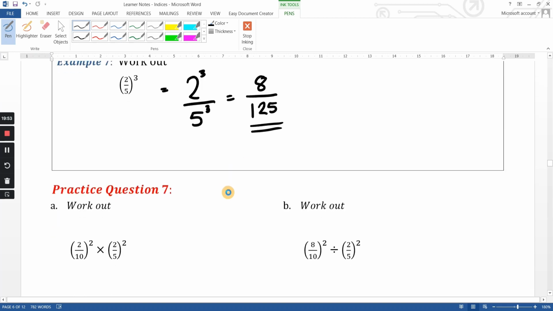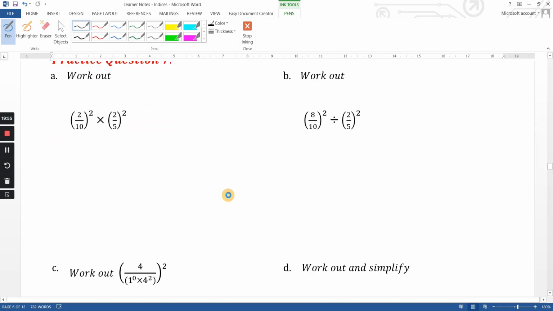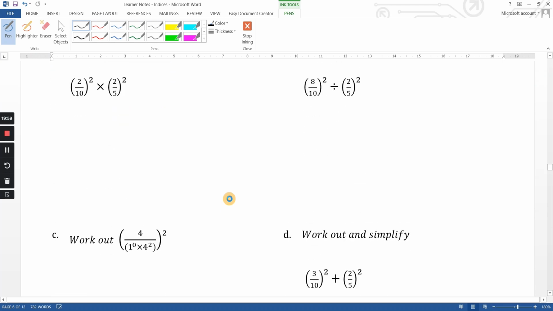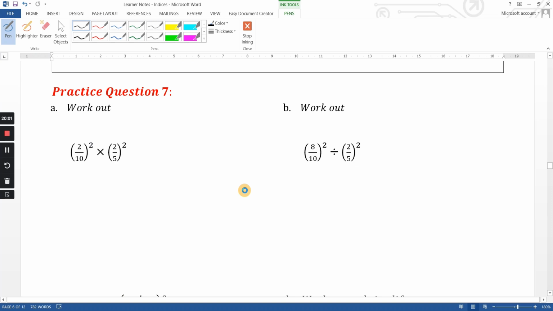Okay, let's practice a few of these. So it's a mixture of this rule and various other things. Let's just do them step by step. Work out 2/10 squared times 2 over 5 squared. So I'm going to apply the power to both top and bottom. So that's 4, 10 squared is 100, 2 squared is 4, 5 squared is 25.